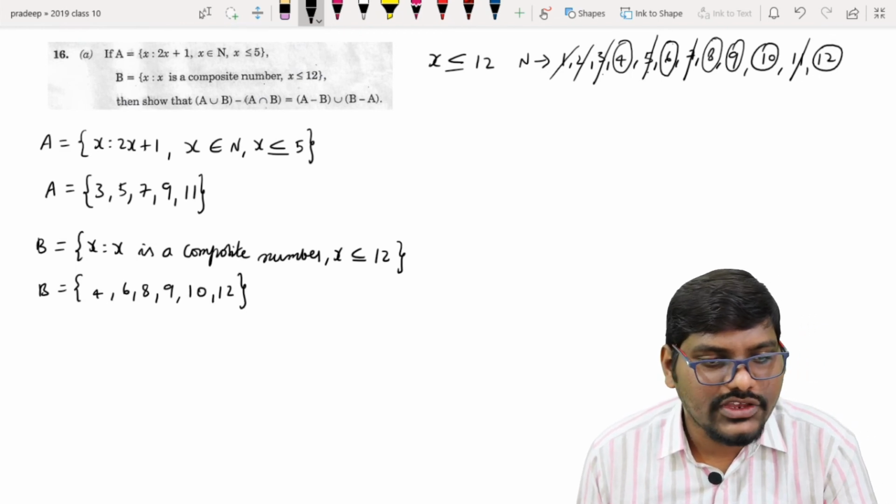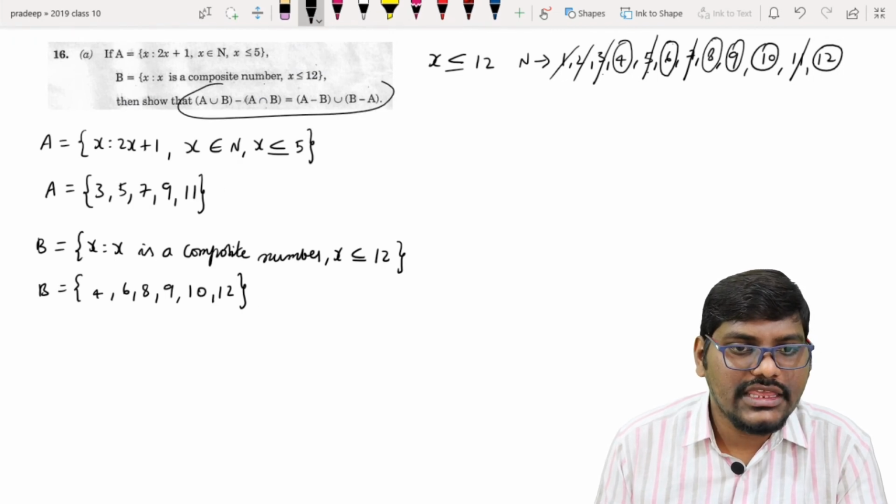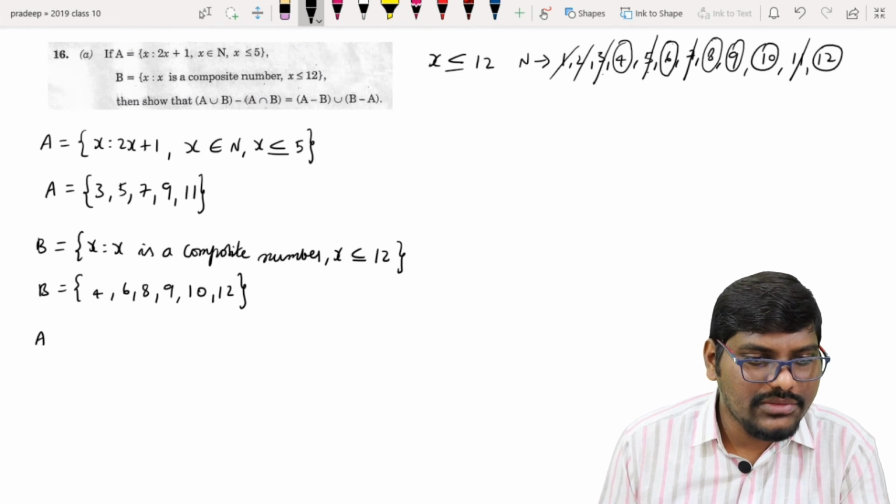So we got the two sets, A and B. Now we are going to solve the given question. For that, first we'll do A union B.